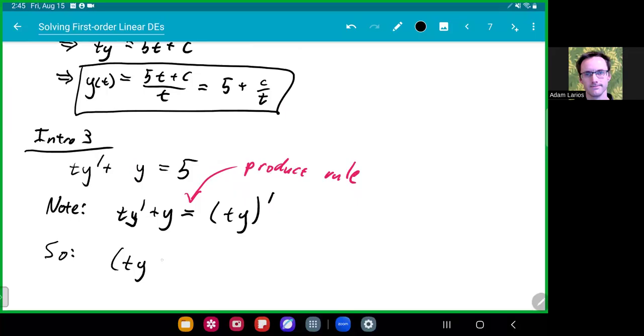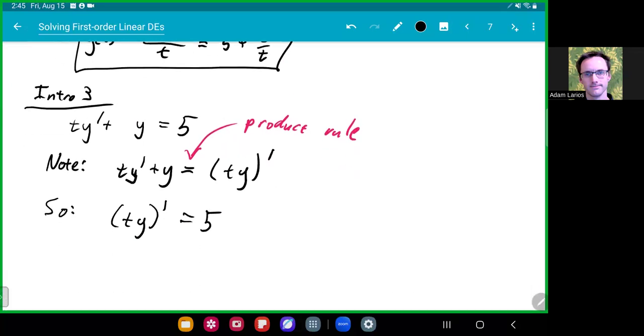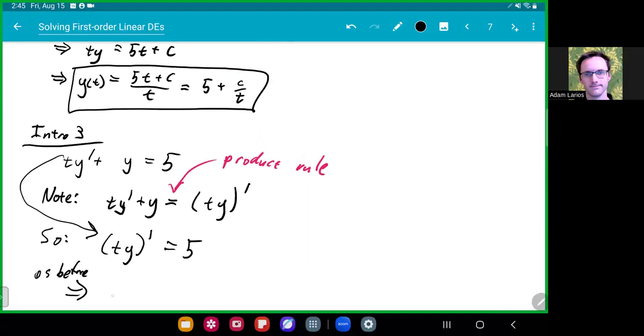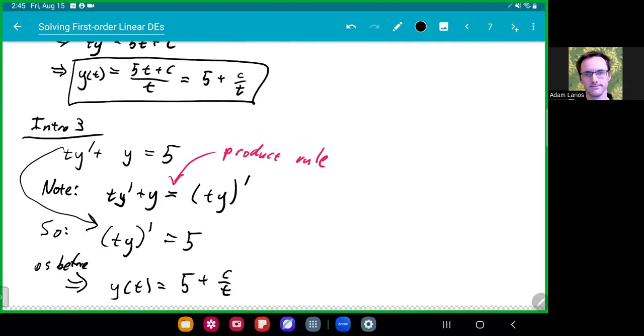So ty prime is equal to 5 from the equation. And then we get, just as before, all right, as before, we get that y of t is equal to 5 plus c over t.